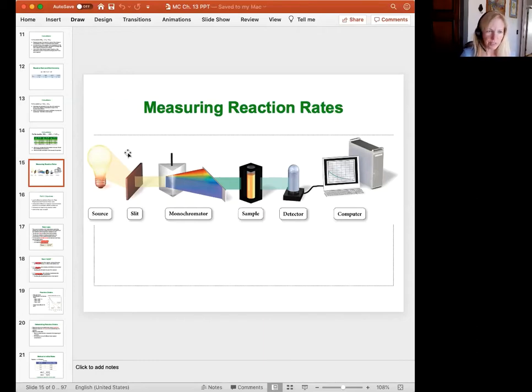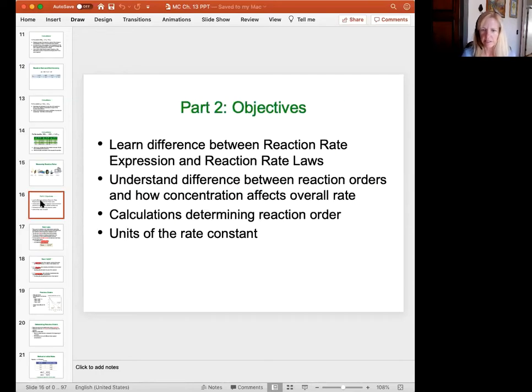Okay, so moving into what we're going to cover today. Today we're going to learn the difference between reaction rate expressions, so that's what we talked about in part one, and reaction rate laws. Rate laws are really an experimentally determined, mathematical type of relationship, as opposed to our rate expression, which was very stoichiometrically driven. We're going to understand the difference between reaction orders and how a concentration affects the overall rate.